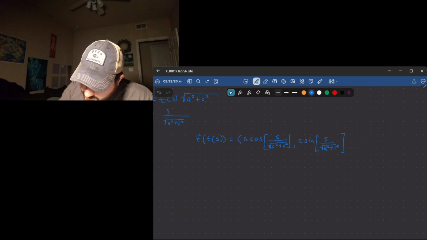That's not the best. Let me clean that up real quick. That's still not a whole lot better. Writing right over a crack in the screen.